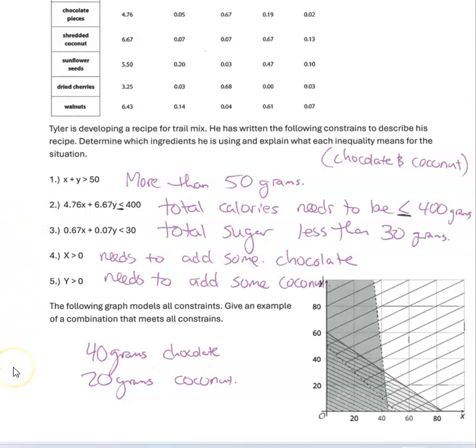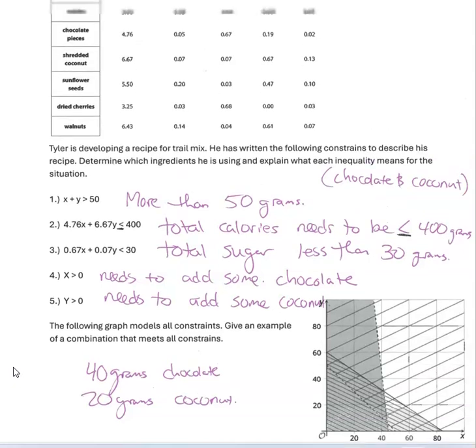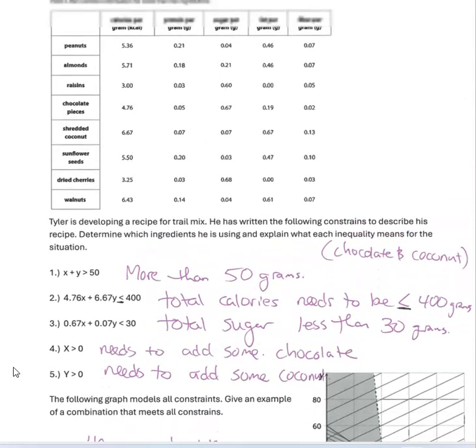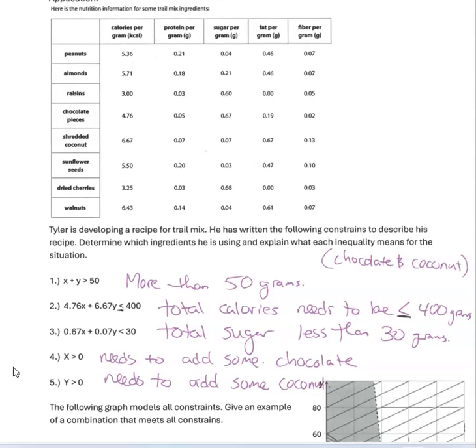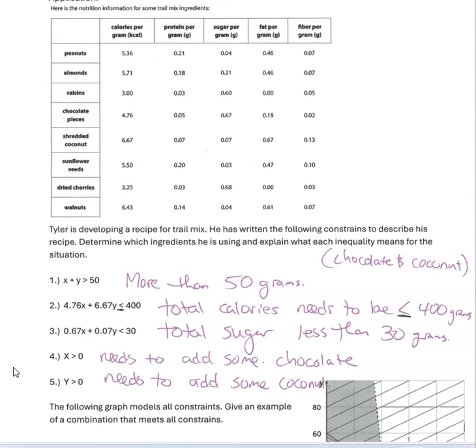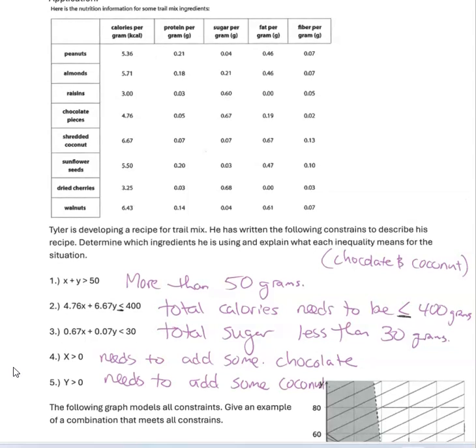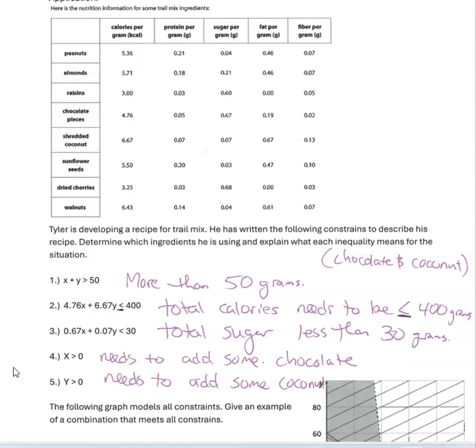When they say x plus y is greater than 50, and I can see down below we have 4.76 times x, that leads me to believe that x is going to be the number of grams of chocolate, and y is going to be the number of grams of coconut. So x plus y needs to be greater than 50. It says you need to have more than 50 grams in total for your chocolate and coconut.